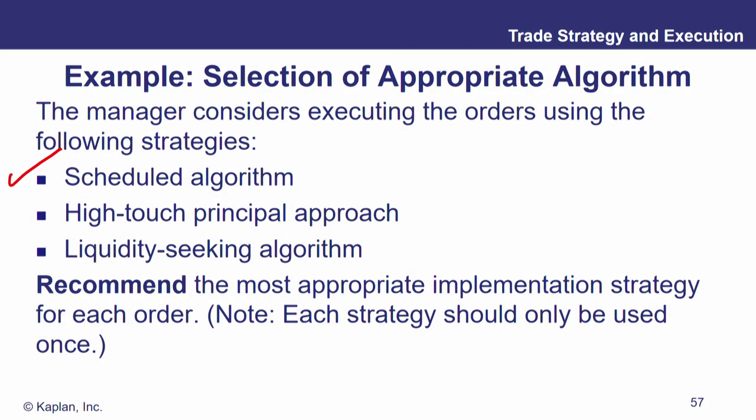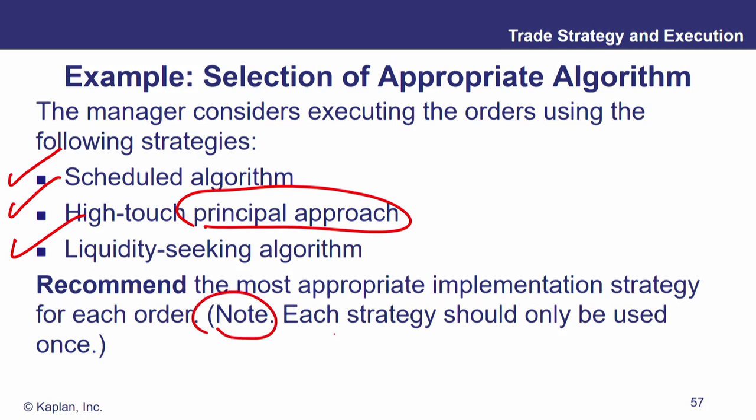Okay, so the manager is considering executing the orders using the 3 strategies: a scheduled algorithm, a high-touch principal approach, and a liquidity-seeking algorithm. So recommend the most appropriate implementation strategy for each order, and look at the note. Each strategy should only be used once. So please don't write scheduled algorithm 3 times as your answer. Yeah, you'll get one of them right, but you'll miss 2 out of the 3.